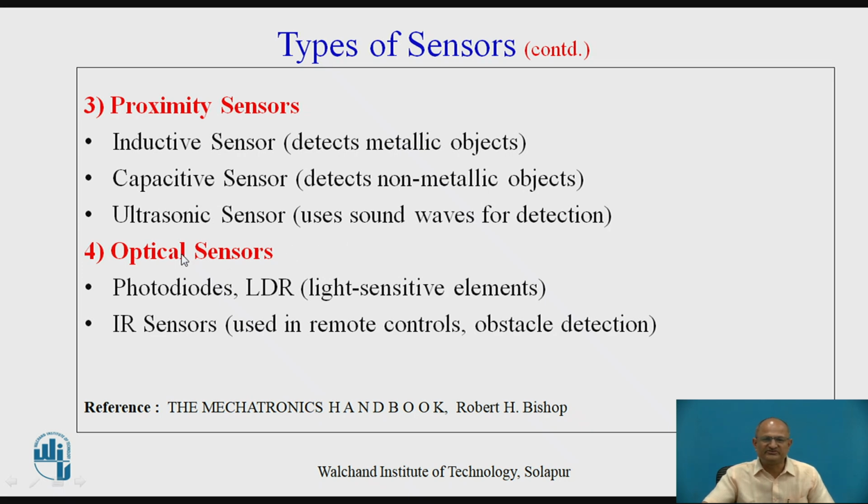Now, the next type of sensors is optical sensors. Optical sensors use photodiodes, or some optical principles are used behind the working of optical sensors. The examples are photodiodes, LDR, and IR sensors, infrared sensors. They are widely used in remote controls. So these are optical sensors.